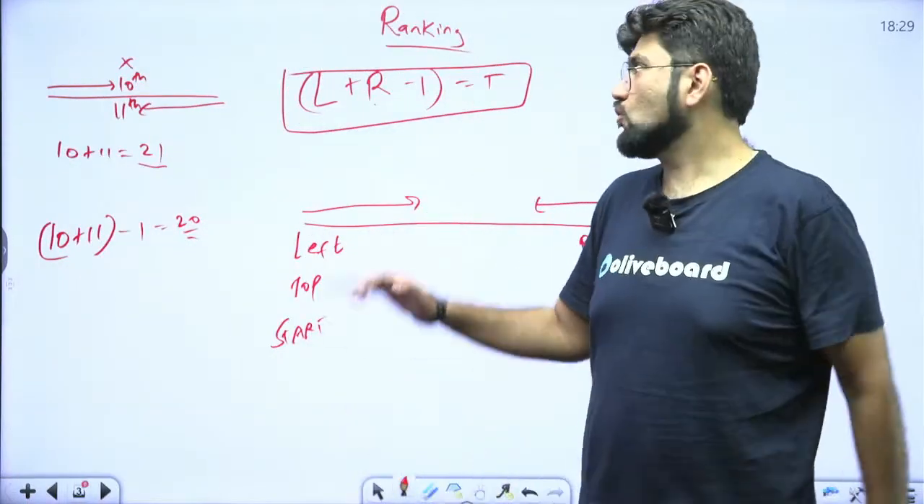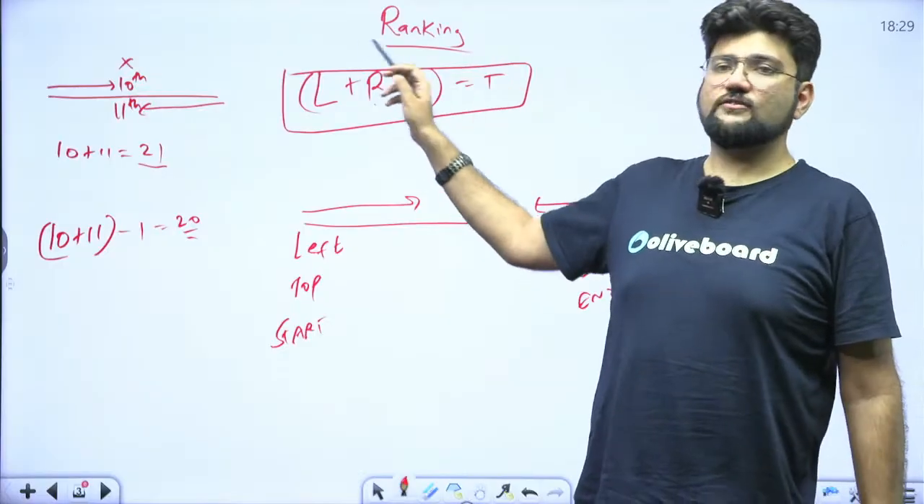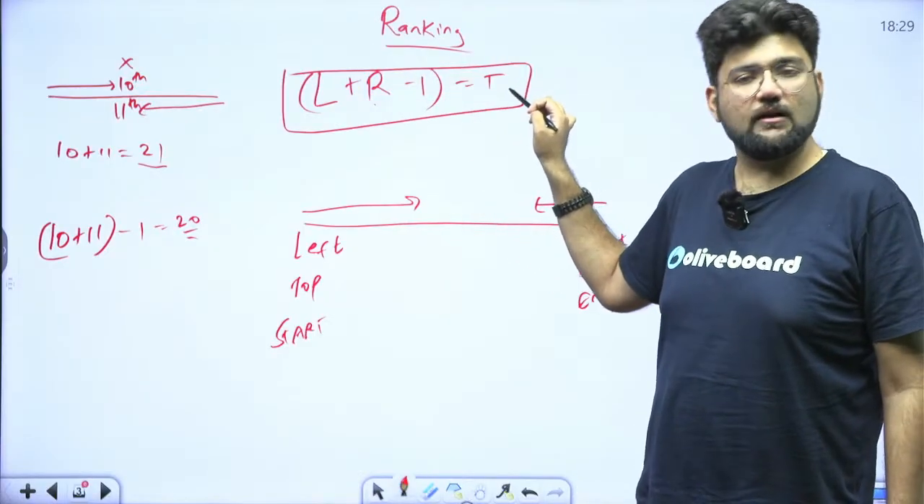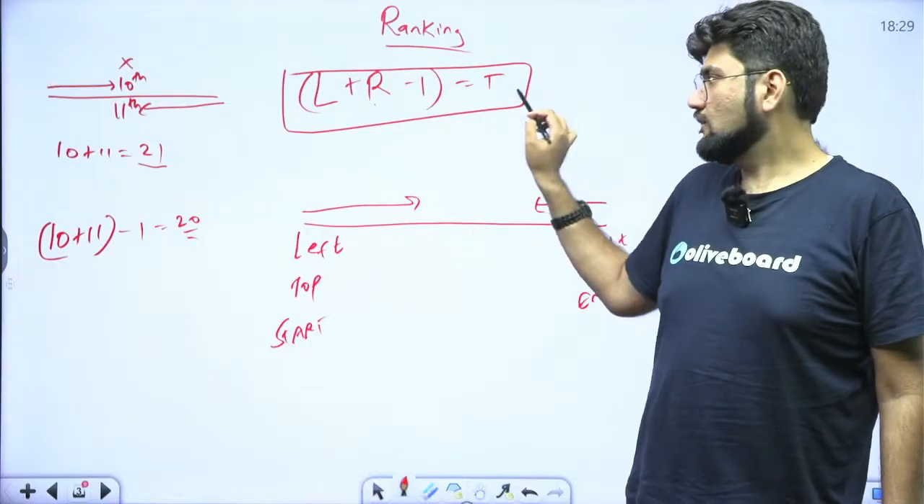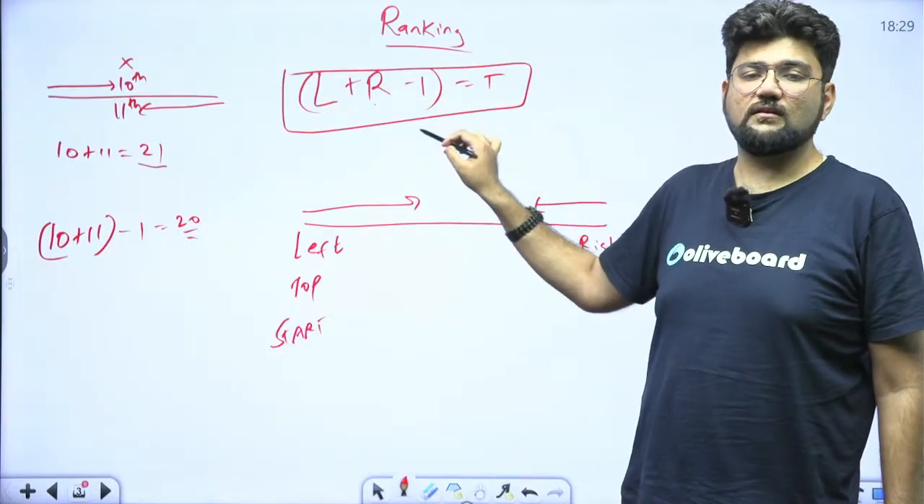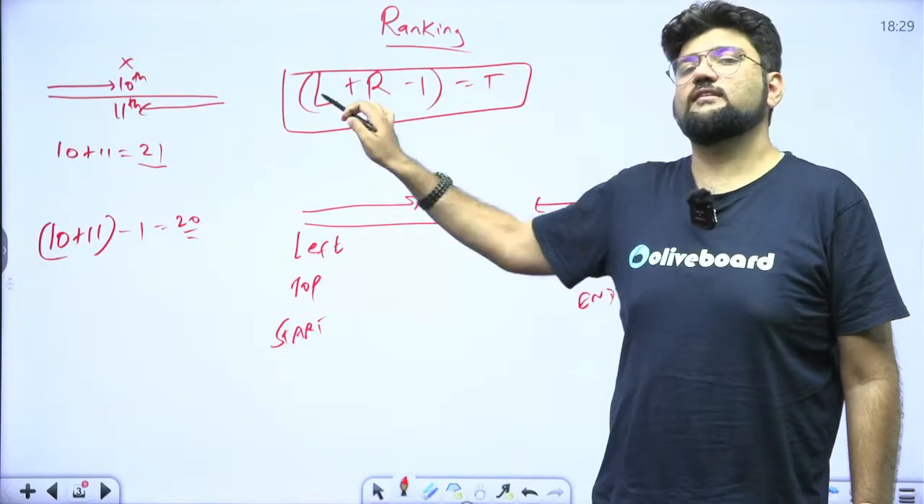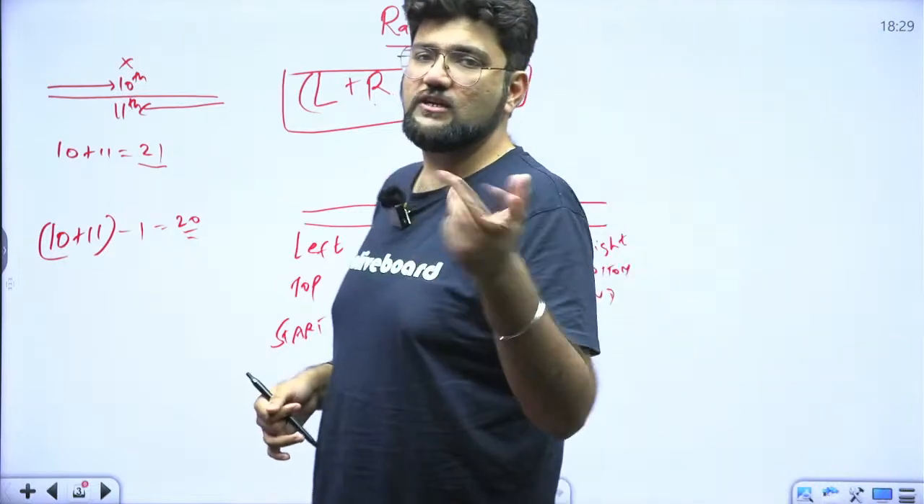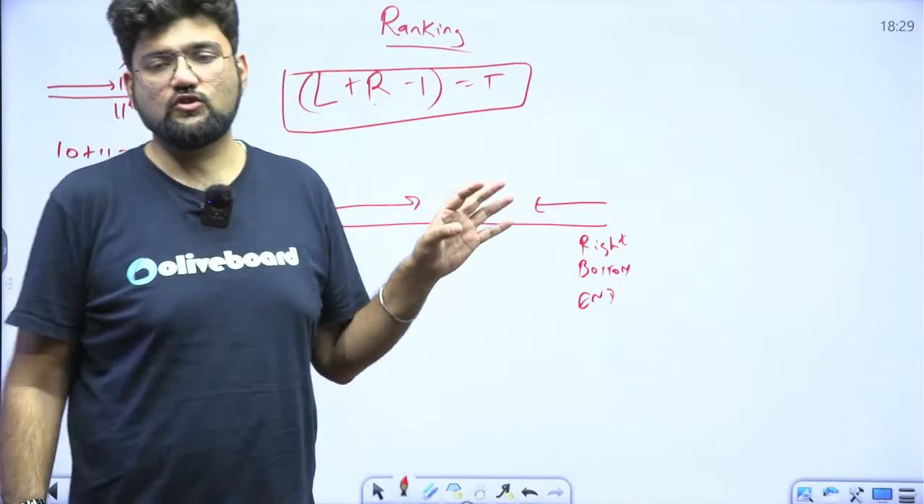Supposedly, if they give you the total and one rank and they ask you the other one, what will you do? You will transpose this minus 1 there, and it will become plus 1. So you'll increase your total by 1, then subtract the one rank from this to get the other rank. That's how simple it is. One formula, whatever type of question I use.